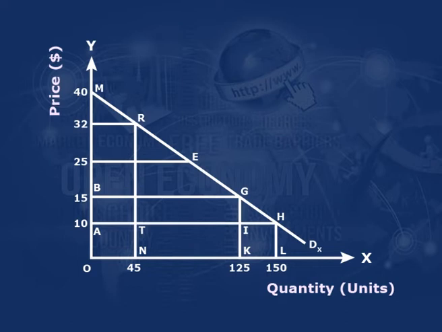Similarly, for the 125th unit of commodity X, consumers would be willing to pay GK, that is $15, since they only pay IK, that is $10. They receive a consumer surplus of IG, that is $5. For the 150th unit of commodity X, consumers would be willing to pay HL, that is $10. This is equal to the price they actually pay. Therefore, the consumer surplus for the 150th unit is 0.